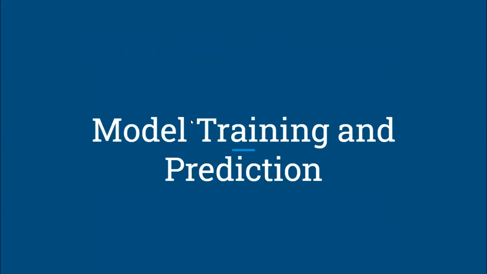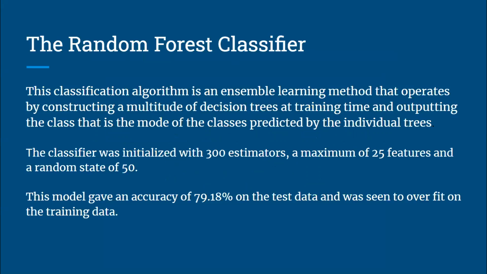Okay, so let's move on to the model training and prediction. The first model we tried was the random forest classifier. This algorithm is an ensemble algorithm. It basically combines a multitude of decision trees and outputs the class that occurs the most, that is, the mode of the classes predicted by different trees. That's why it's called the forest.